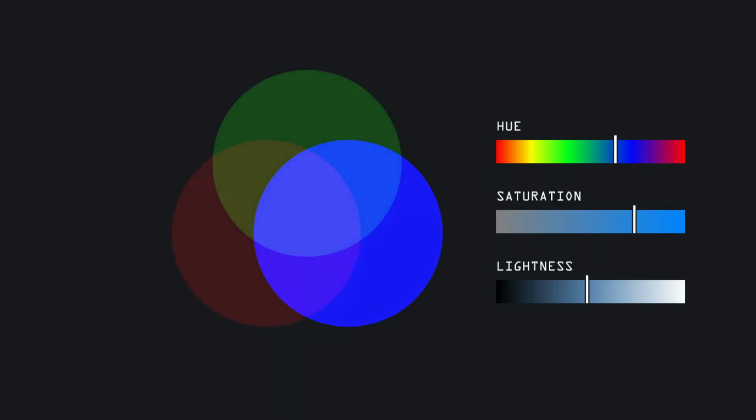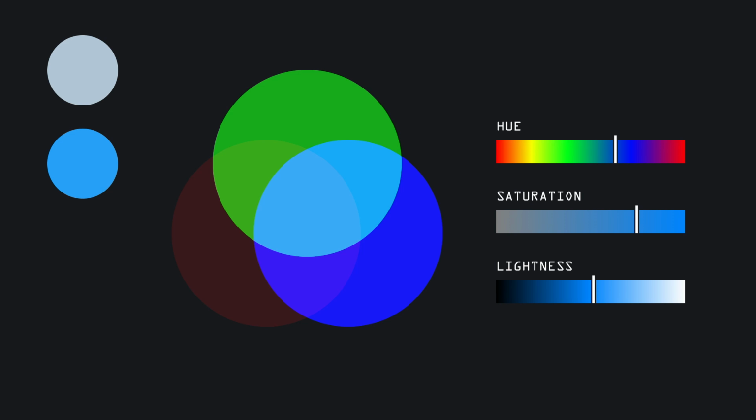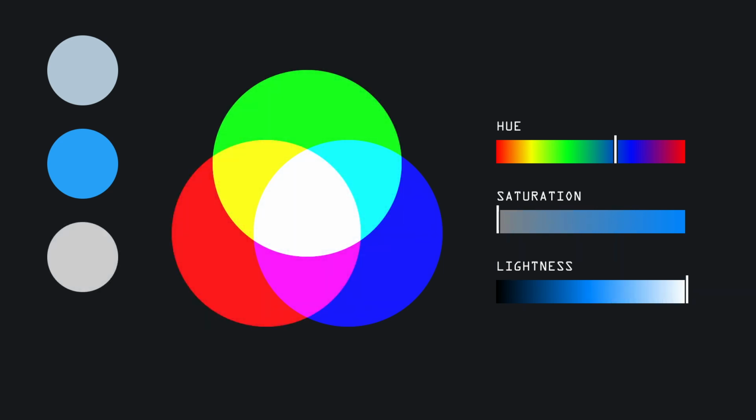Going back to color spaces, it turns out that the same colors that can be described in terms of red, green and blue light can also be described in terms of hue, saturation and lightness. This is the HSL color space, sometimes also called HSV.